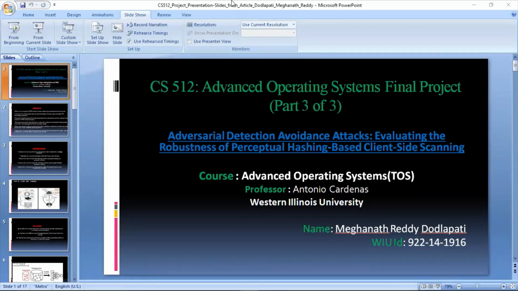Hello everyone, this is Meghanath Reddy Dodlapati, and today I would like to give a brief presentation on my article, Adversarial Detection Avoidance Attacks: Evaluating the Robustness of Perceptual Hashing-Based Client-Side Scanning.